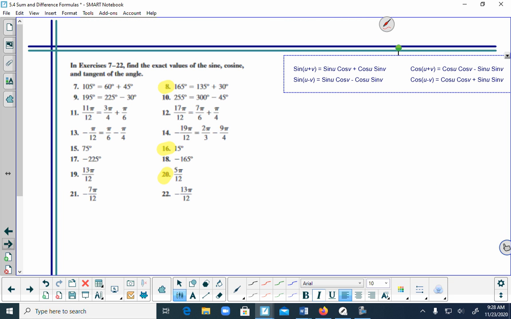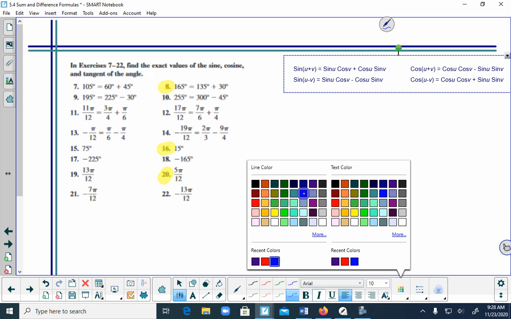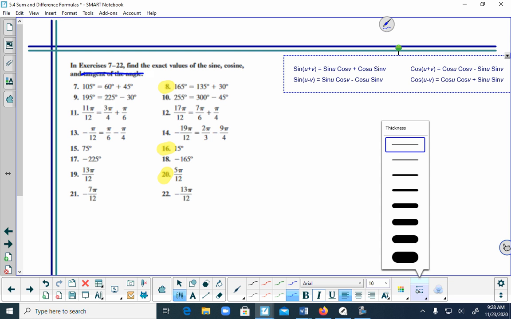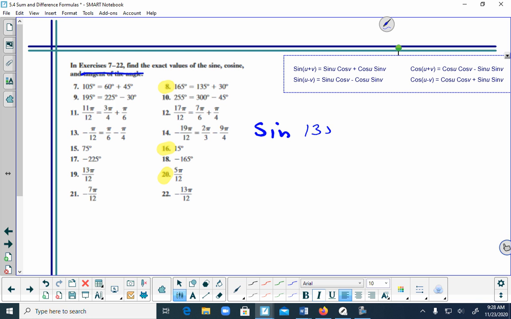Okay, 8a, I take 165 degrees, and I am going to split it into 135 and 30. And just a quick note, the directions here, you are only doing the sine and cosine. You are not doing the tangent. So when I go to do 165, let's do the sine first. So I'll do the sine of 135 times the cosine of 30 plus the cosine of 135 times the sine of 30.